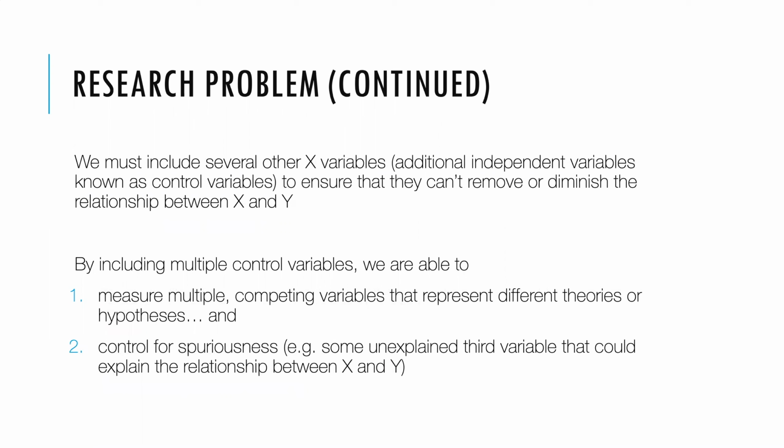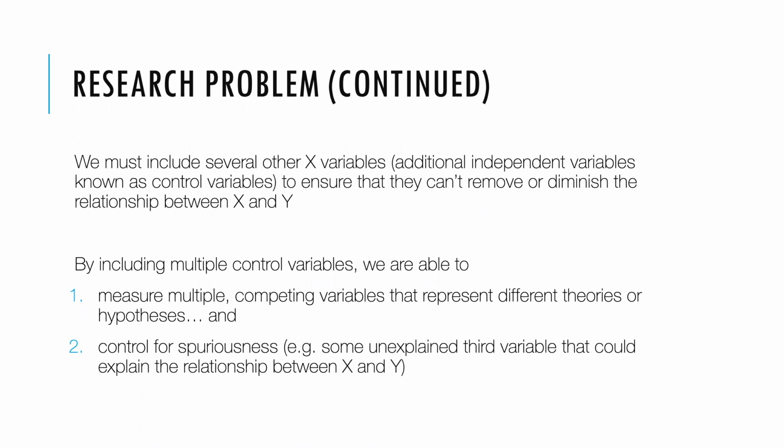So we have to include several other x variables. These are additional independent variables, also known as control variables, right? You want to control for those external factors to ensure that they can't remove or diminish the relationship between x and y. By including these multiple control variables, we are able to measure multiple competing variables that could represent different competing theories or hypotheses about the relationship between X and Y or about the impact on Y.